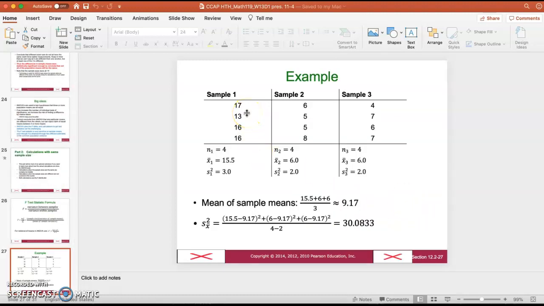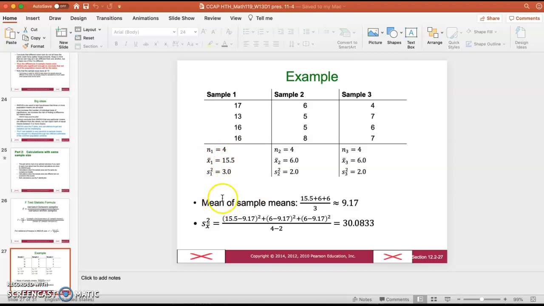Alright, this is an example that's pulled out of later in the textbook in this section. So essentially there are 3 samples here, all of them have sample sizes of 4. In this first sample, the mean is 15.5, second sample 6, third sample also 6, and the variances between the samples are 3 for the first, 2 for the second, and 2 for the third. All of these have roughly equal sample variances, and so I'm satisfying all those requirements from before.